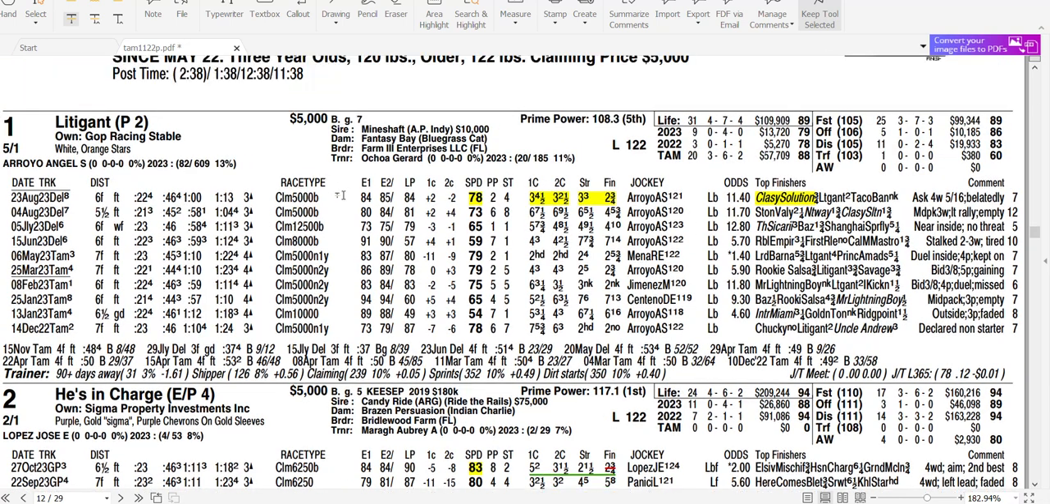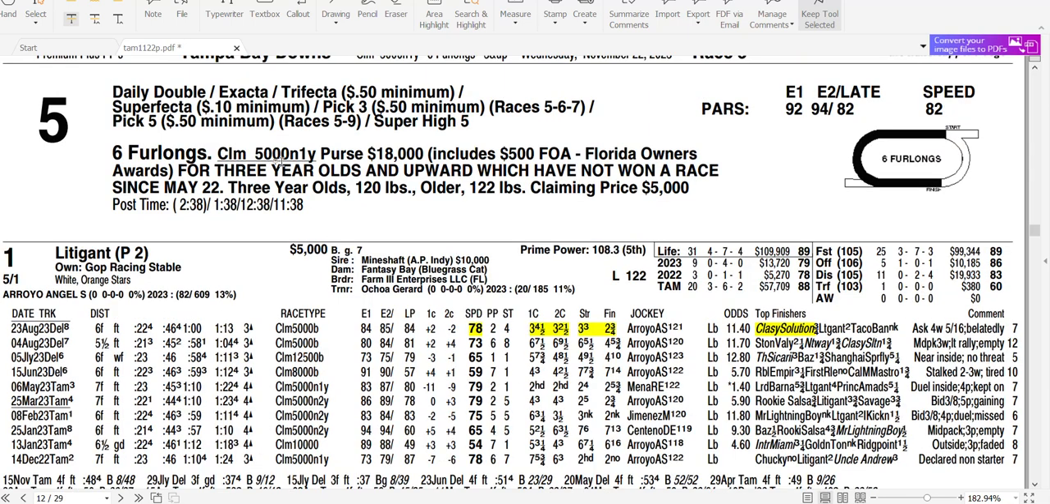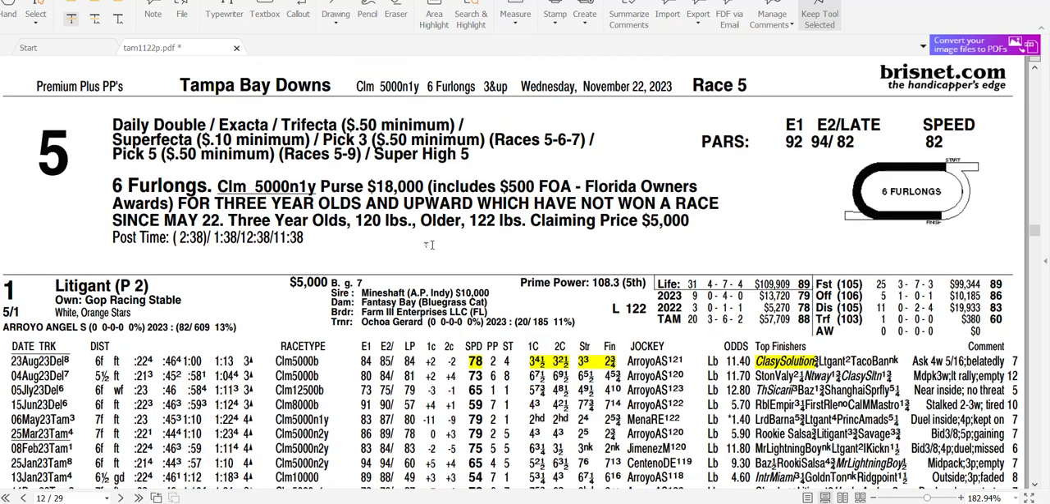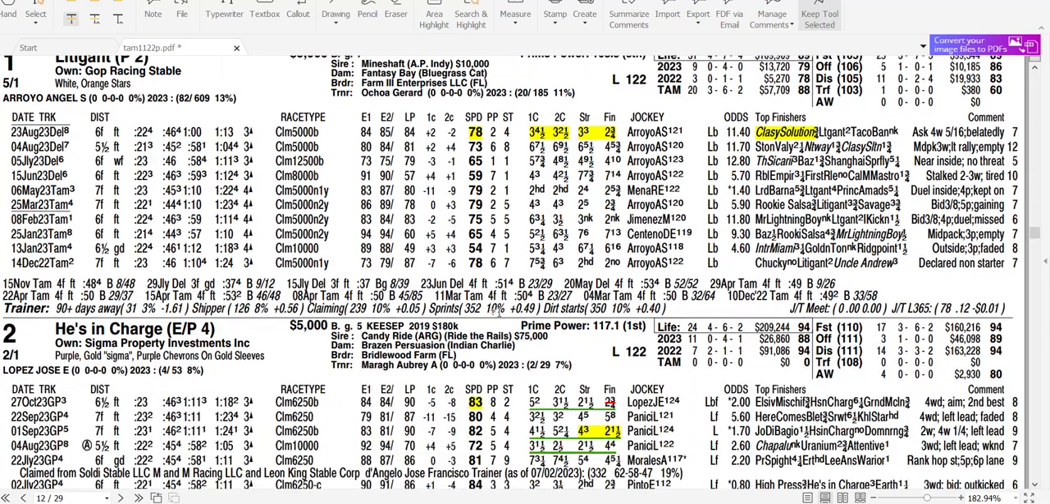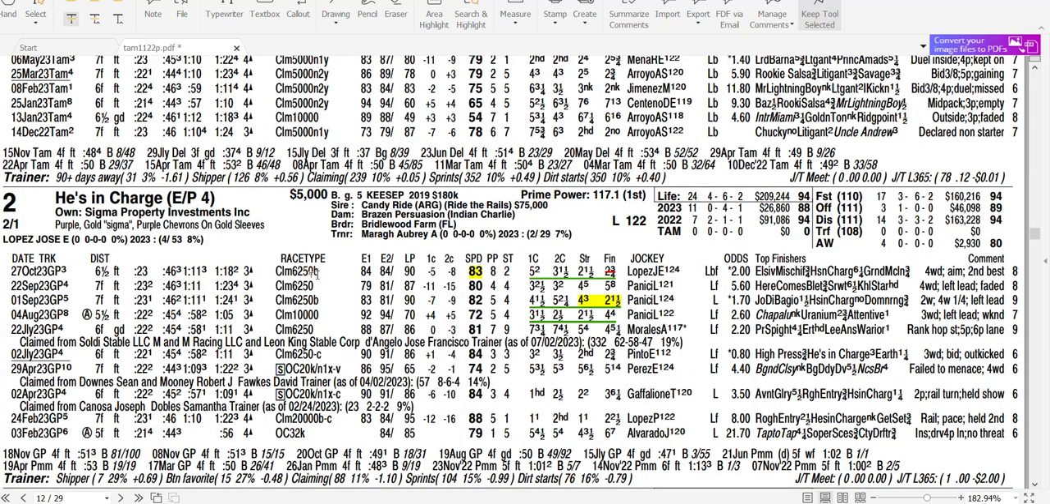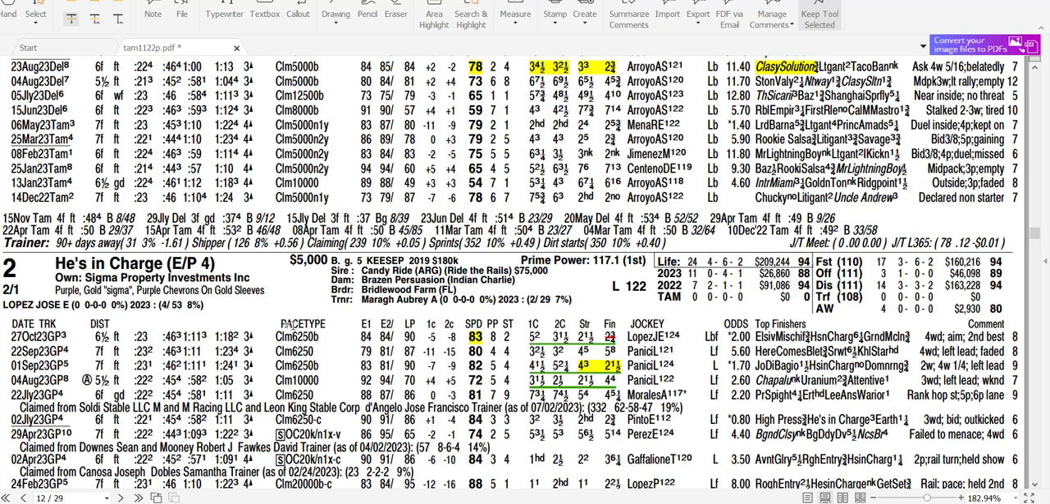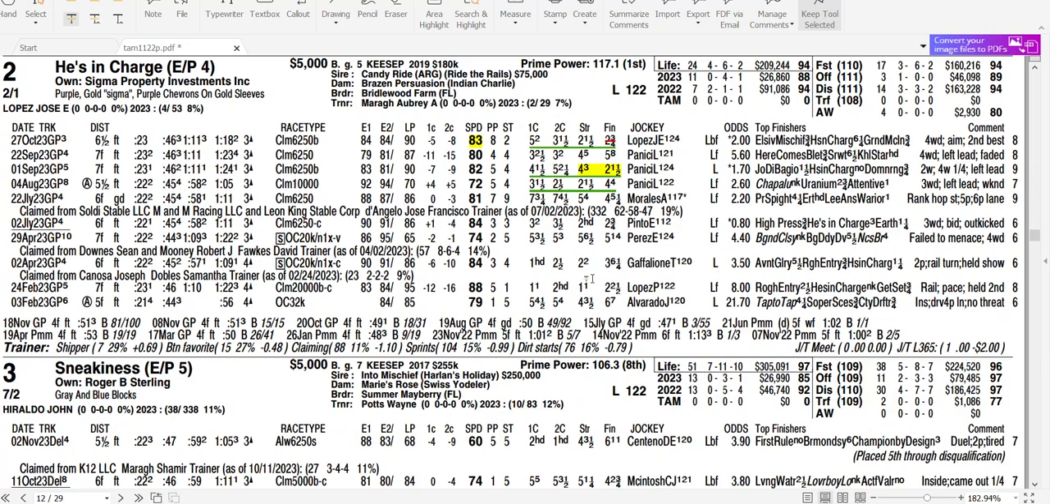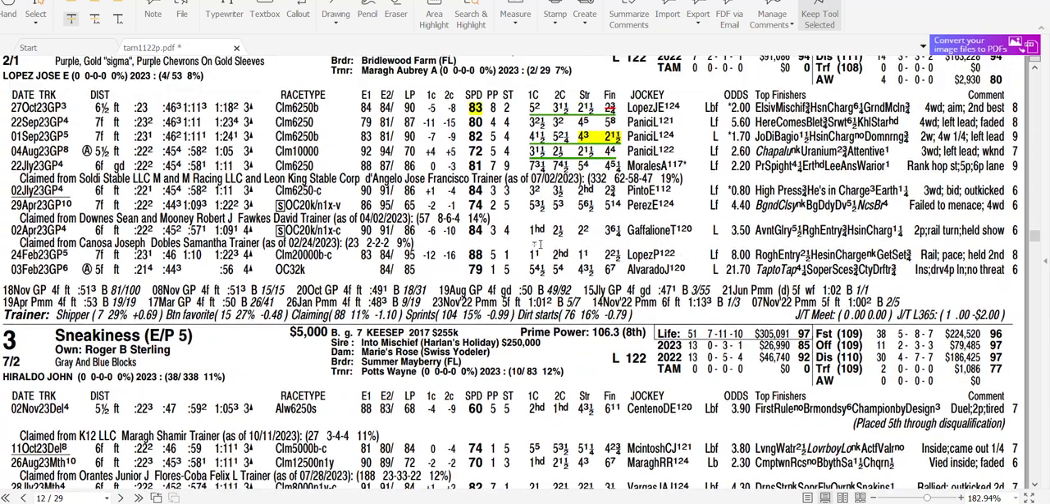Also, I'm looking to see if there's any class droppers. Right now we have a 5,000 non-winners of one since May of '22, so it's 6 months. Now, I don't know what the B here is at Gulfstream, so I'm not going to do anything with that. I'm not going to determine whether that's a drop or a move up or whatnot.